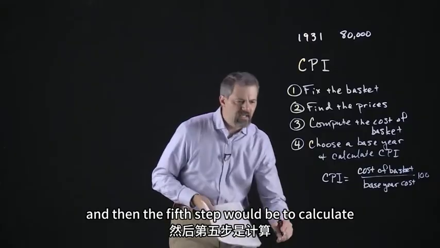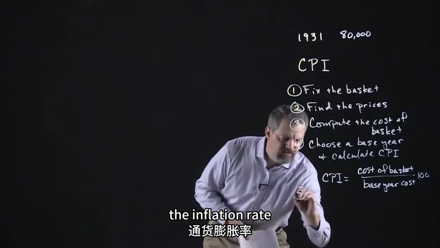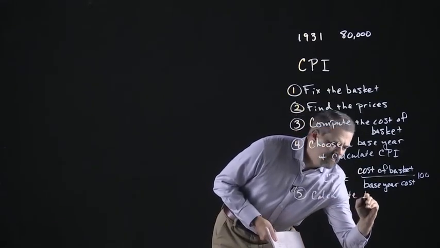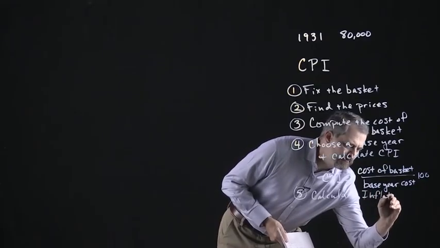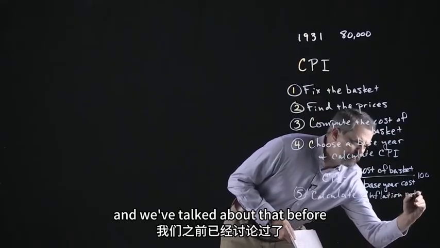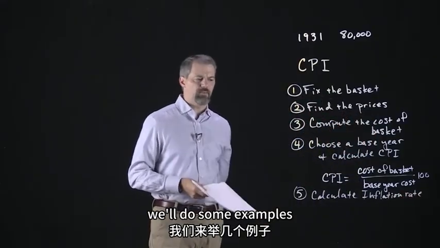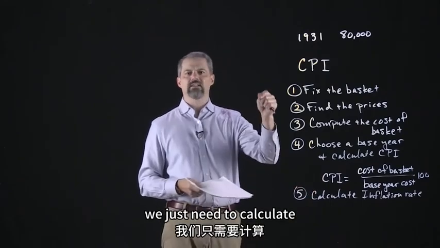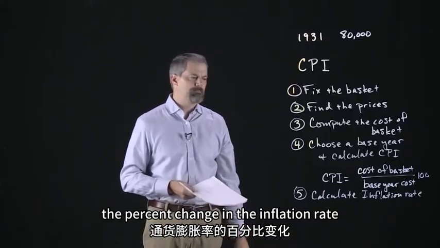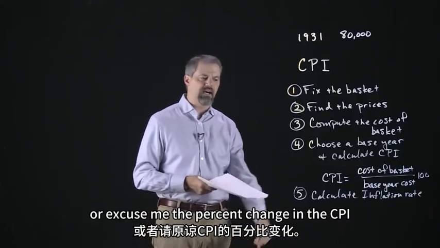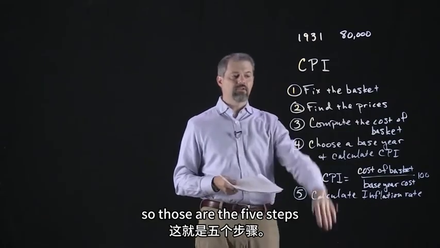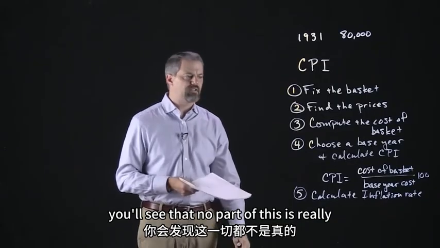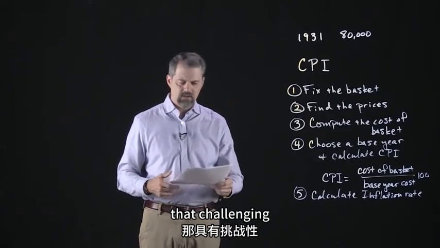And then the fifth step would be to calculate the inflation rate. So let's say calculate inflation rate. And we've talked about that before. We'll do some examples, but calculating the inflation rate, once we've got the CPI, we just need to calculate the percent change in the CPI to get the inflation rate. So those are the 5 steps. Once we do an example, you'll see that no part of this is really that challenging.